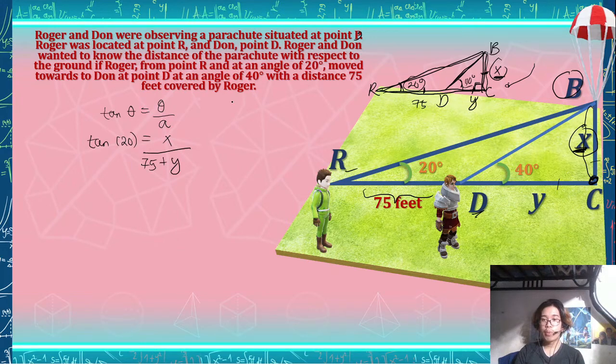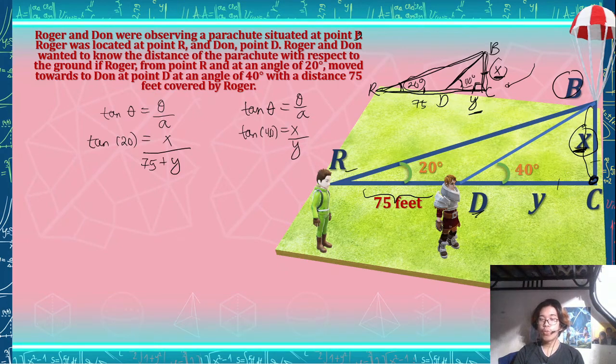Now we have a problem. We don't know the value of y. So for this one, we have to look at the smaller right triangle, triangle BDC. We can say, again, that we can use the tangent trigonometric ratio. Tangent theta is equal to opposite over adjacent side. And since we know the value of theta for that one, that's equal to 40, tangent 40 is going to be equal to the opposite side, which is x, all over the adjacent side, which is y.